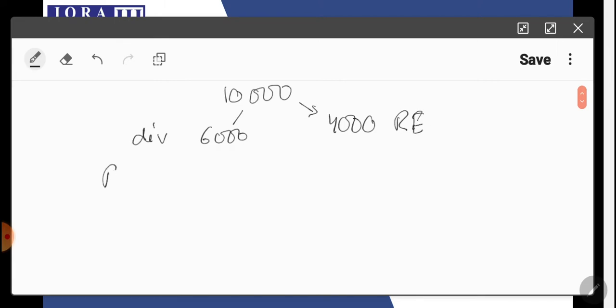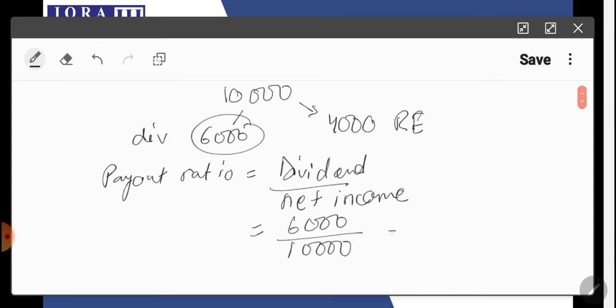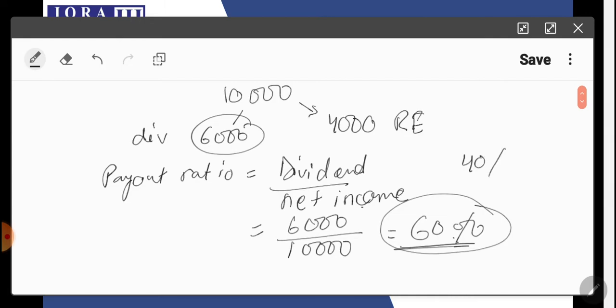Now, if I want to calculate the payout ratio, the formula is dividend over net income. So the dividend over here is 6,000 and the net income is 10,000. 60% is being paid out in the form of dividends. 60% of the net income is being paid out in the form of dividends, and if 60% is being paid out, that means 40% is being retained in the business.